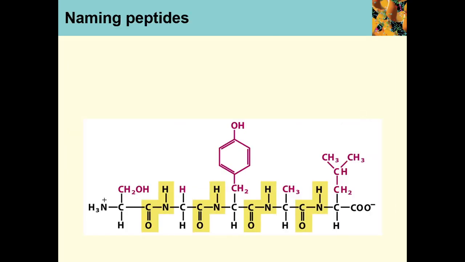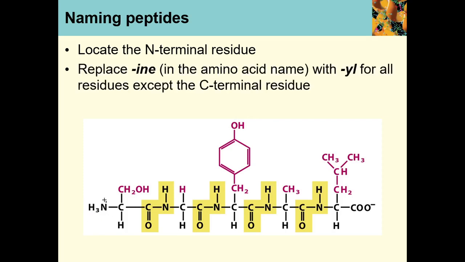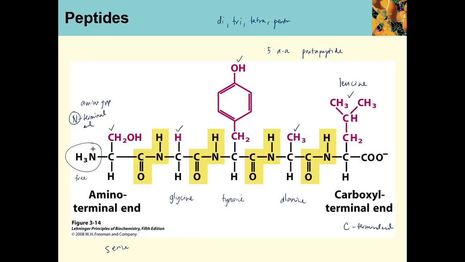So there are rules in naming peptides. Since we have here a peptide, a polypeptide, then we should give a name to this peptide. So first one is to locate the N-terminal residue. So I mentioned that's the free amino group. That's the end wherein you will find the amino acid with free amino group. And by the way, the polymerization or the formation of your peptide bond goes from left to right. So the direction is left to right.